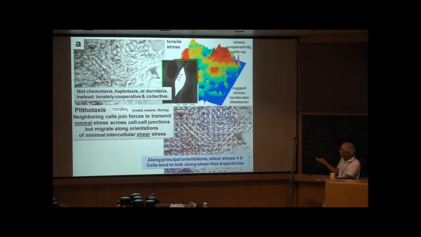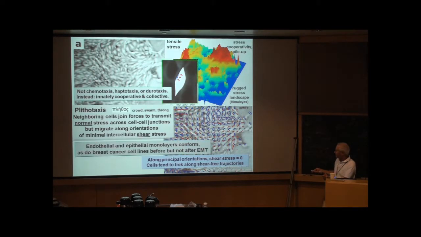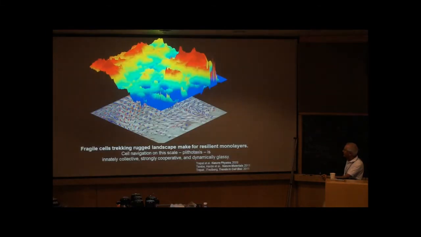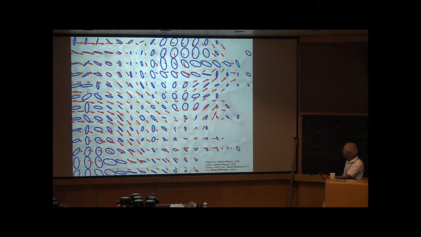So what that says is either the adhesion molecules here, let's say either tight junctions or adherens junctions, well, there'd be no tight junctions, or few tight junctions here, because this is endothelial. But it's saying that those cell-cell adhesion molecules either are not able to support shear stress, or somehow they remodel so that they don't support shear stress. And we don't know which one it is. And we know that this is true of epithelial and endothelial monolayers, and even breast cancer cell lines before the EMT, but not after the EMT. So that's plithotaxis. Let me just move on. So this is just a blow-up of that same picture.